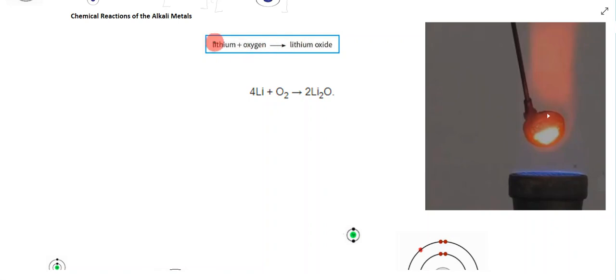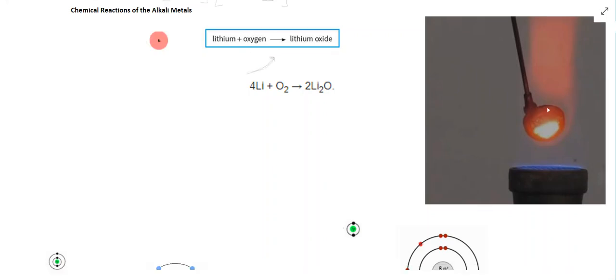So we basically get lithium connecting to what's called an oxide, and we'll talk about that. Now, in order for this reaction to happen, you have to add heat. You have to actually add heat to get this reaction going. You have to actually heat it up. So we would have heat.